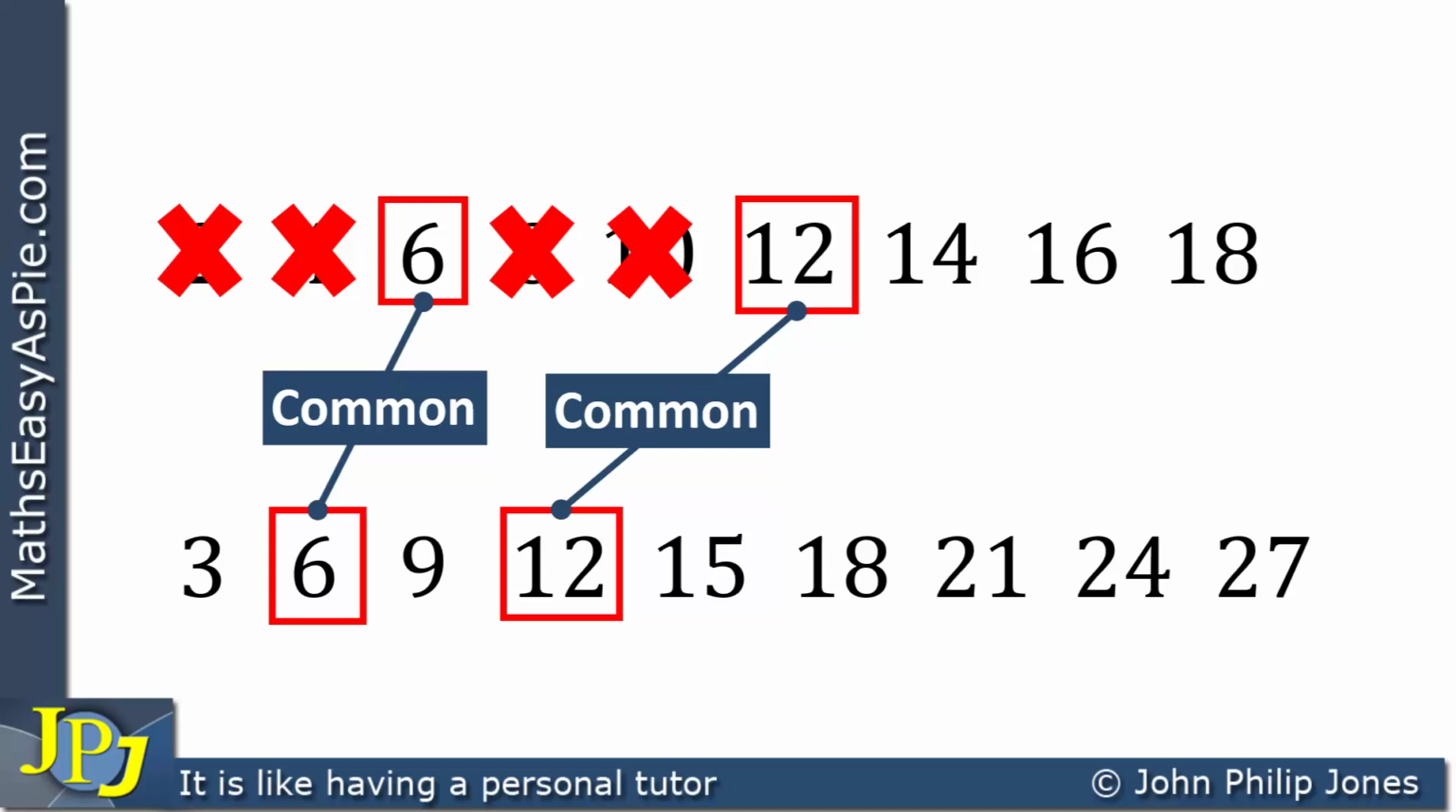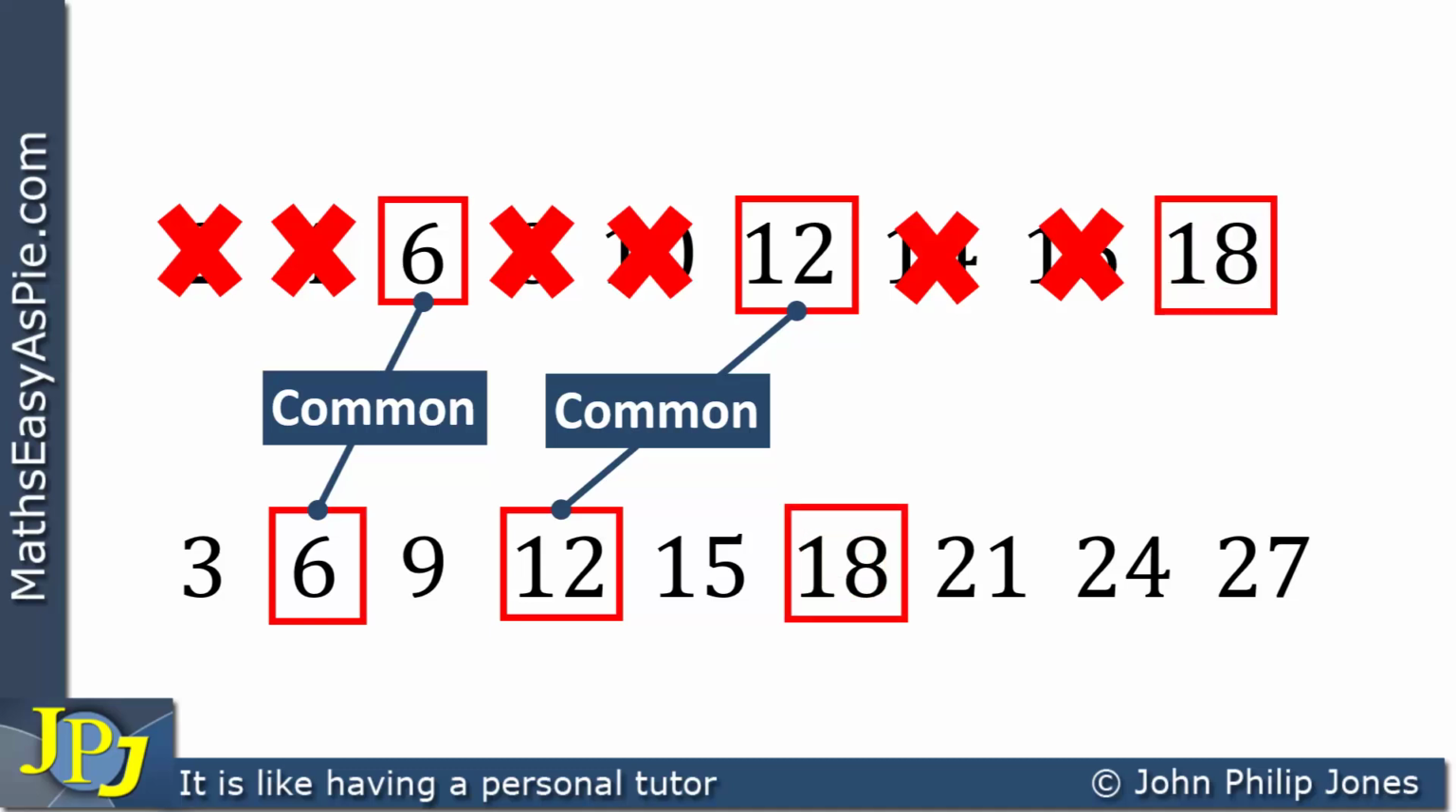You can then do the same with 14, 16, and 18. 14 isn't in the list, the other one. So I'll mark it off. 16 is not in the multiples of 3. So I'll put a cross against that. And now I'm left with 18. And let's see if that's in both lists. And you can see it is. So I've marked it off. And I'm going to say that that is common.